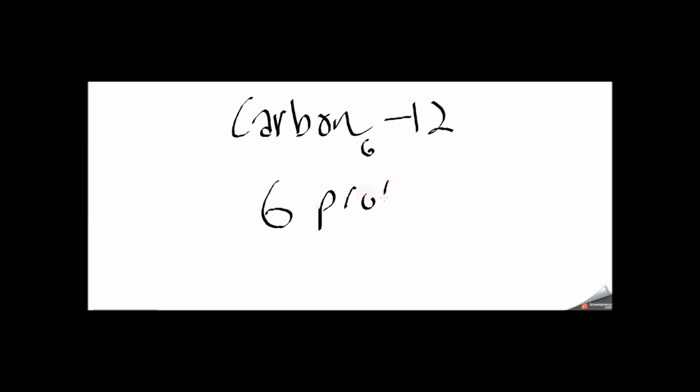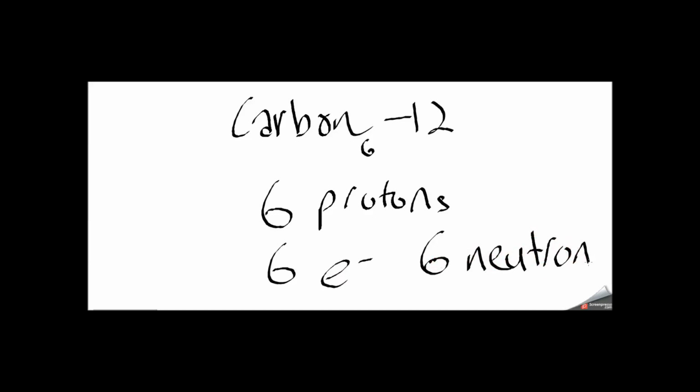So let's look at carbon 12. Carbon 12 is the normal state for carbon. Carbon is atomic number 6. Let's just write that down here. So carbon 12 means it has 6. The 12 refers to its mass. So 6 protons, 6 e minus or electrons, just kind of shortens it up, and 6 neutrons. This is the typical state for carbon.